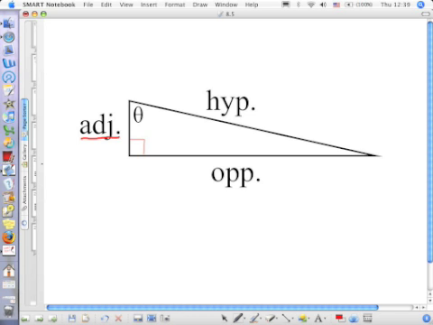Adjacent means it's helping to form the angle. The opposite is completely across from the angle. And the hypotenuse is the hypotenuse.